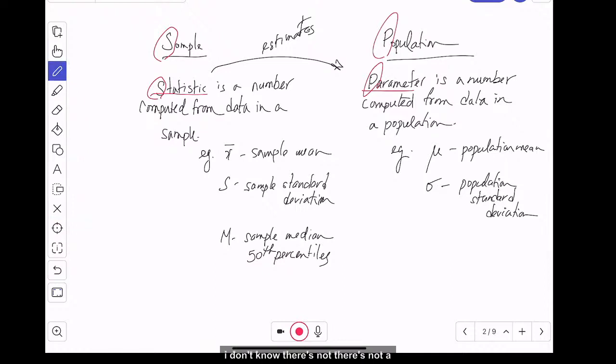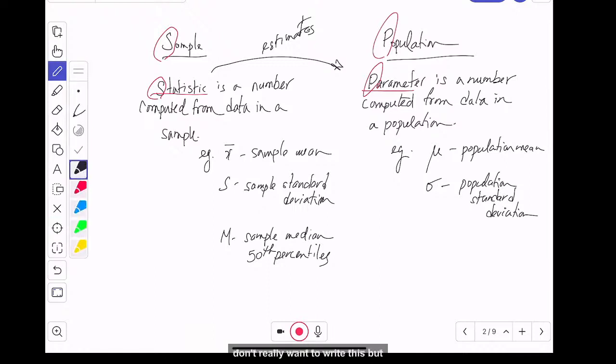The symbols I've printed here are universal standards. The sample mean is x bar, and the population mean is mu, the Greek letter M for mean. S is the sample standard deviation symbol, where sigma, the Greek letter lowercase s, is for the population standard deviation. And there's no real standard for the median. We just use M, and it's an estimate.